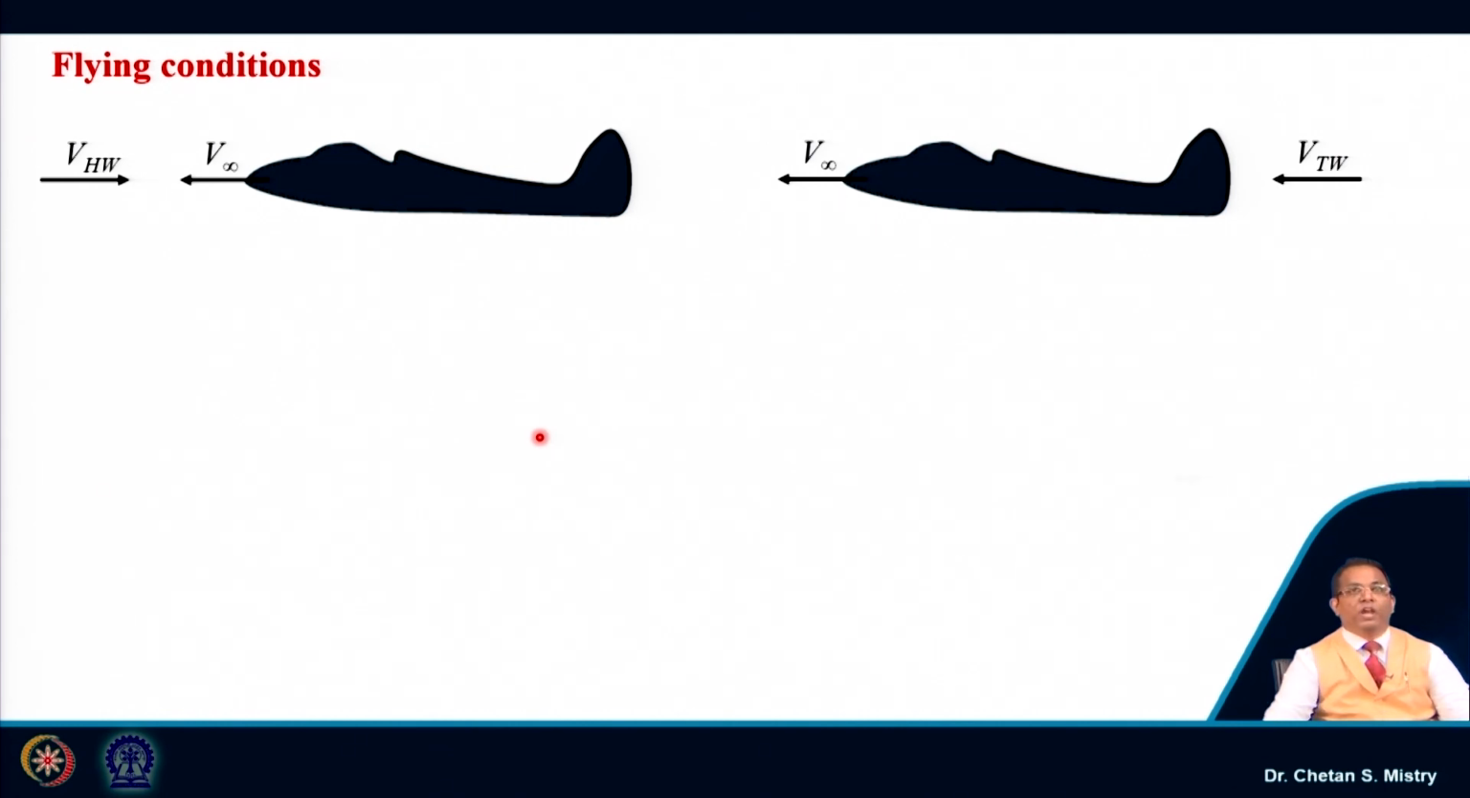So, here if you look at, it says my aircraft is moving in forward direction and my wind speed is opposite to that. Second scenario, if you look at, my aircraft is moving in forward direction and my wind speed is in the same direction of my flight condition. That is what is defined as a headwind condition and tailwind condition. Now, this is a very important scenario we need to analyze.